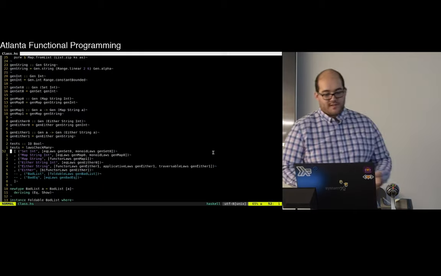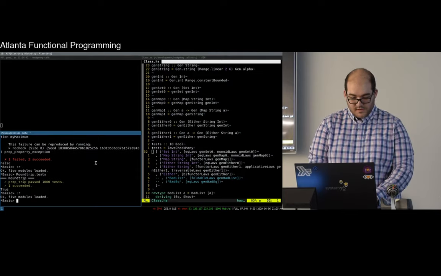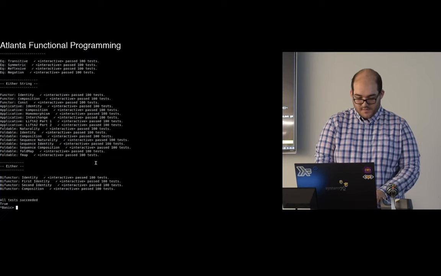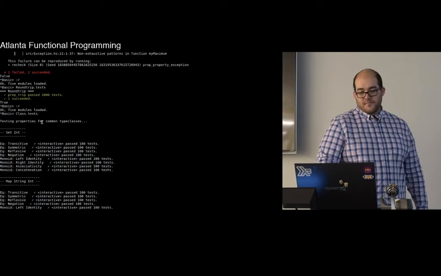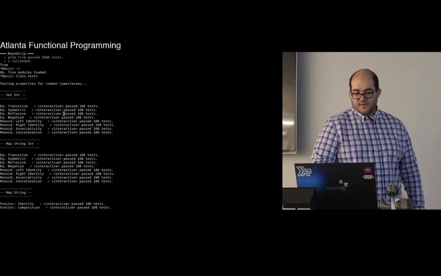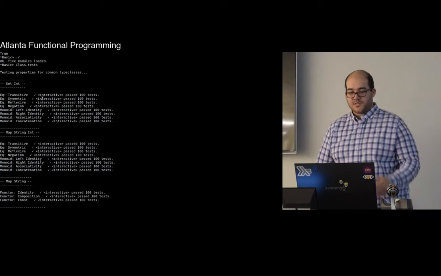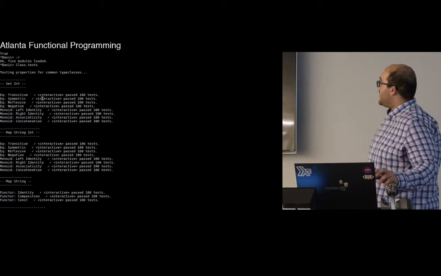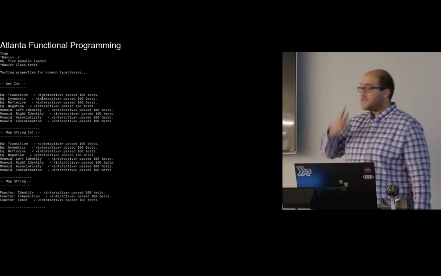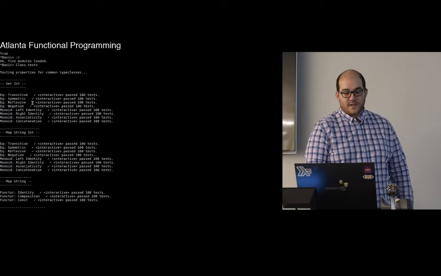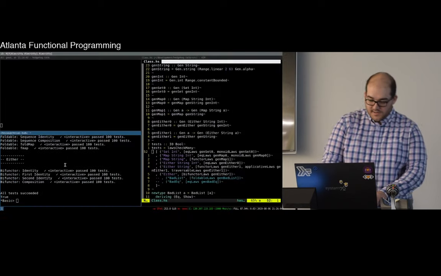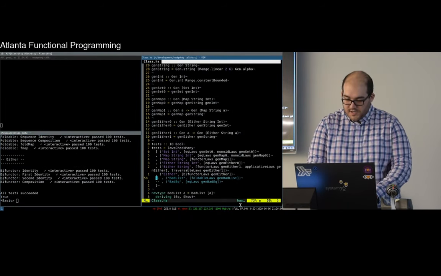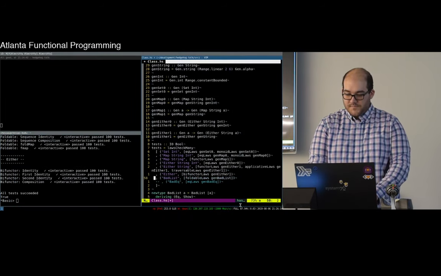So if we run this, if we do class.tests, the output of this is a little more verbose. So for set int, it will show you not only for each type class, but for each law of that type class that it passed tests that show you that it has the expected behavior. And in the spirit of Hedgehog, it also has really good error messages.